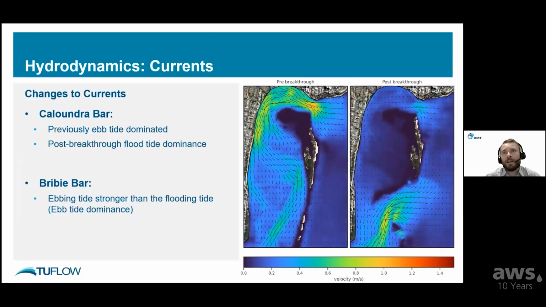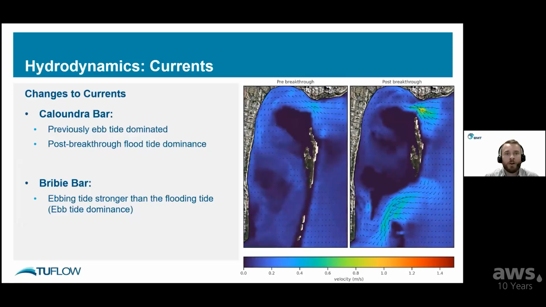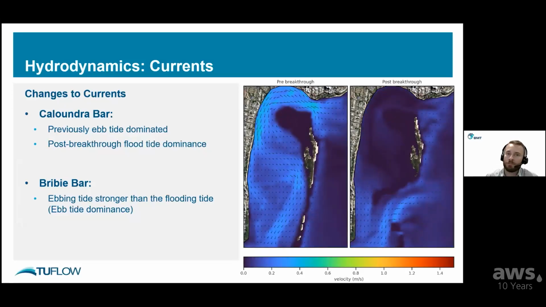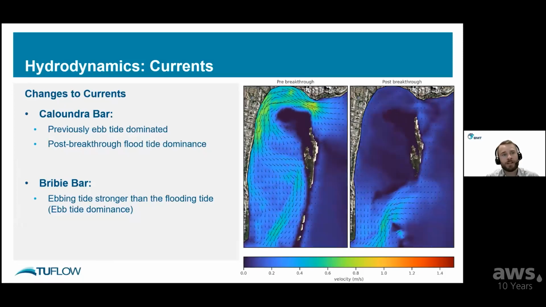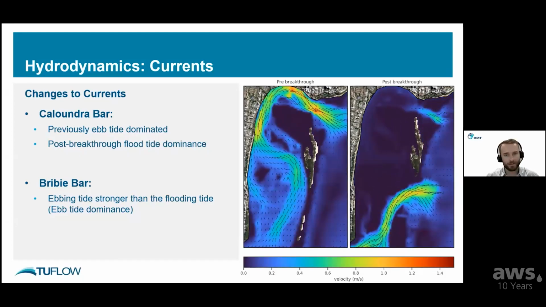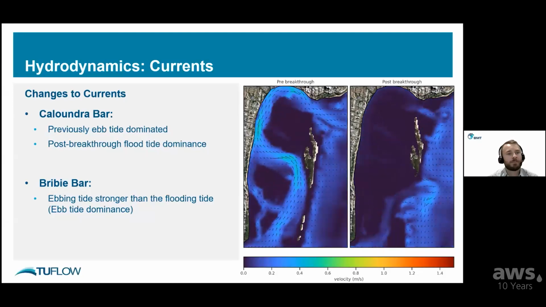So this is a little animation of a 24-hour spring tidal cycle. On the left-hand side again, we have the pre-breakthrough and the post-breakthrough on the right. The colors represent current speed and the arrows represent the direction. There's a few things I want to point out about this animation.